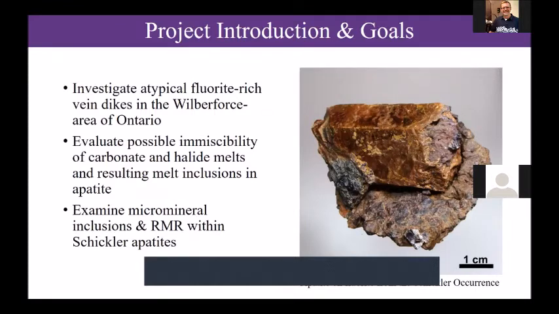We're looking to investigate atypical fluorite-rich vein dikes in the Wilberforce area of Ontario. So this is not just the Schickler occurrence, but many vein dikes in the Wilberforce area. We want to evaluate the possible immiscibility of carbonate and halide melts and the resulting melt inclusions in apatite crystals, and examine micromineral inclusions and RMR within Schickler occurrence apatite crystals. So here's just an example of an apatite crystal on fluorite from the Schickler occurrence.